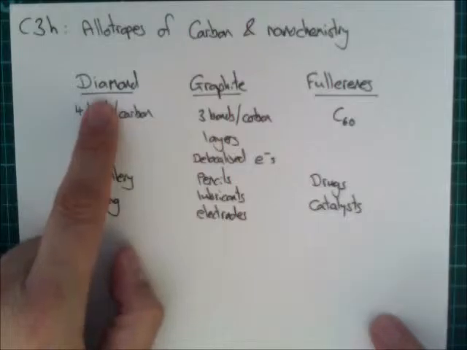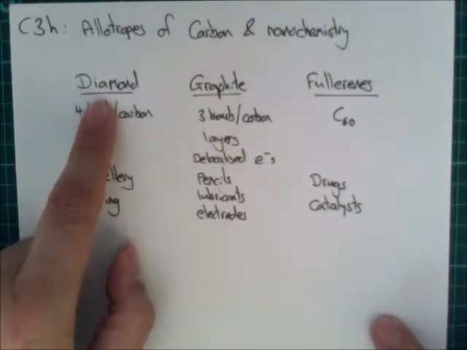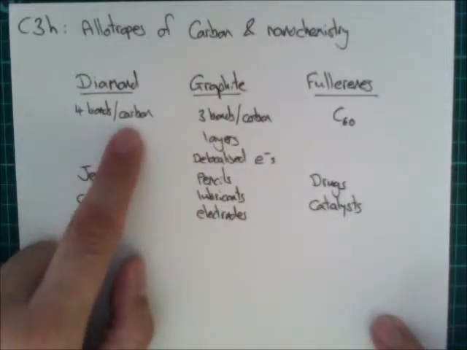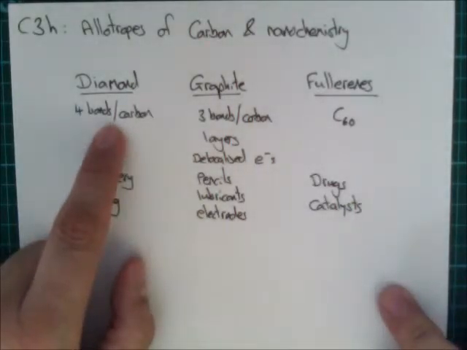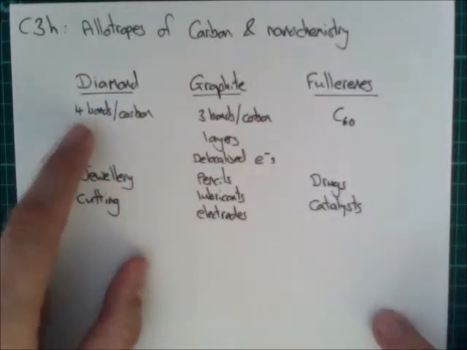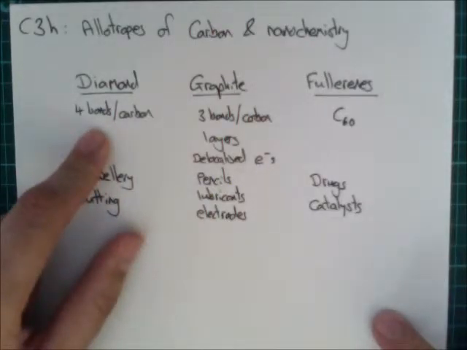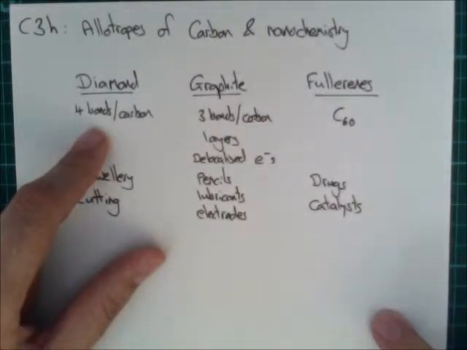Starting with diamond, diamond is a macromolecular giant covalent structure of carbon where each carbon has 4 covalent bonds attached to other carbons, which gives it a huge lattice, which makes it very, very strong, one of the hardest natural substances, and it has an extremely high melting temperature.